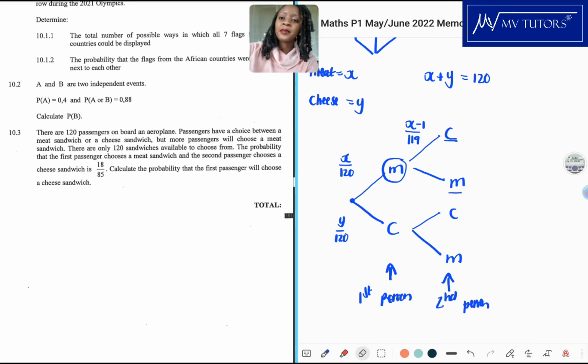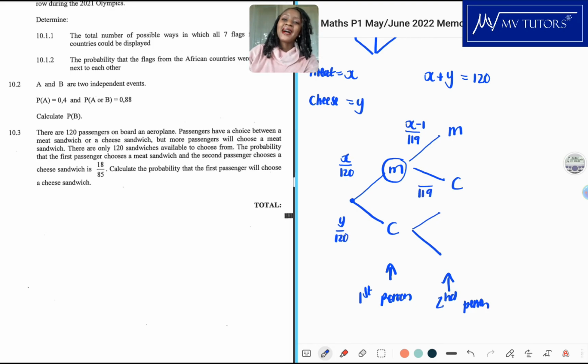Oh, sorry, this is for meat. Let me not confuse myself as I work this out. I'm thinking of a meat person. So the first person chose meat, then there are 119 left. And the second person, if they still want meat, there'll be 119 left. Now, what if the first person chose meat and then the second person decides, I'm going to take cheese? Well, we still have 119 left because the meat is already out.